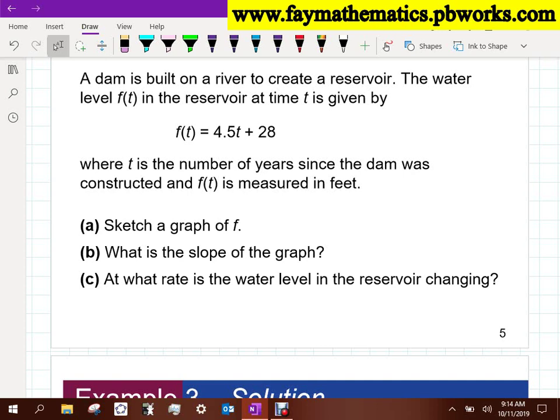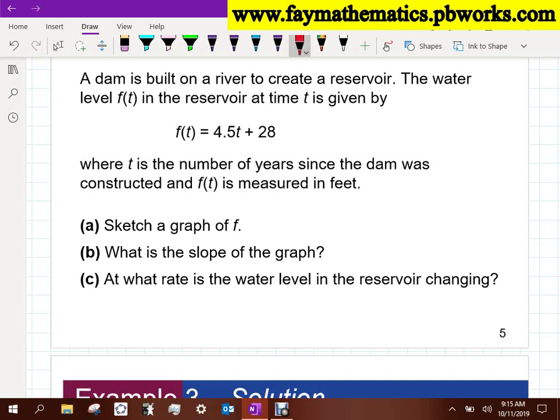4.5 is telling me how many feet this thing is rising every time T increases to the next year. Does that make sense? So that is my rate of change of the water table in this reservoir. So what does the 28 mean physically in this situation? The water level would have started at 28 the instant I made the dam. The water level in the reservoir is 28 feet tall, and then it's changing at 4.5 feet per year.